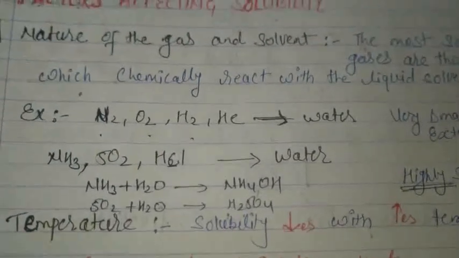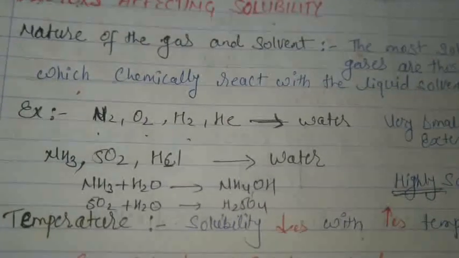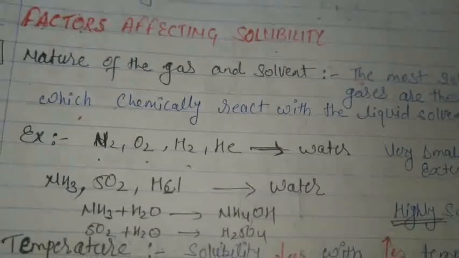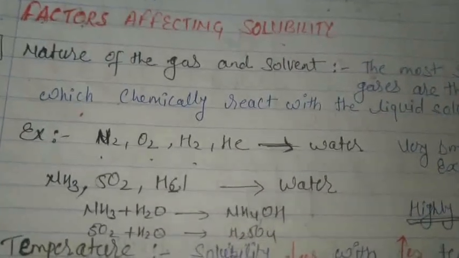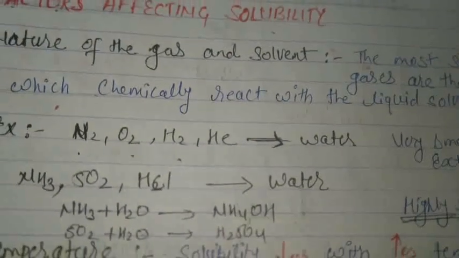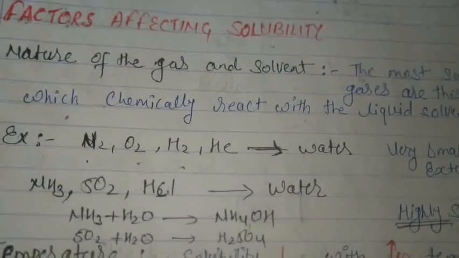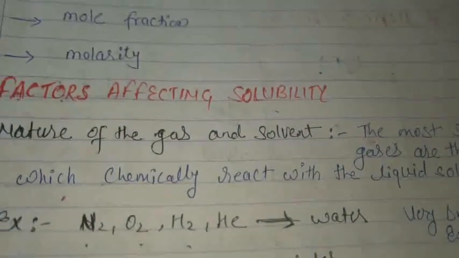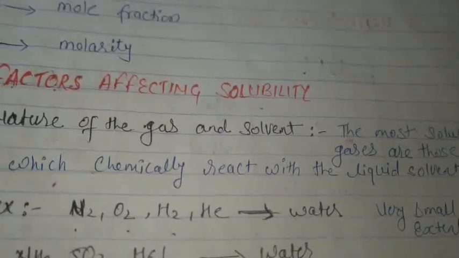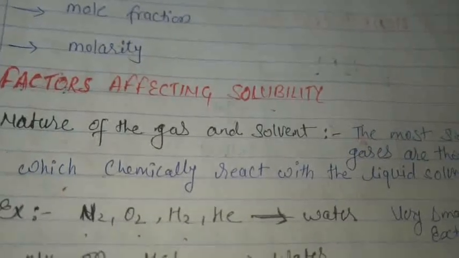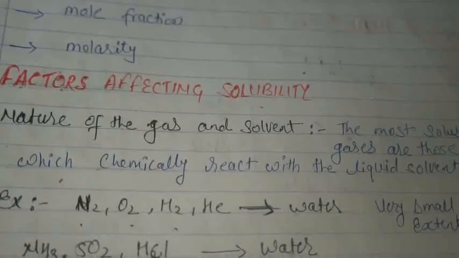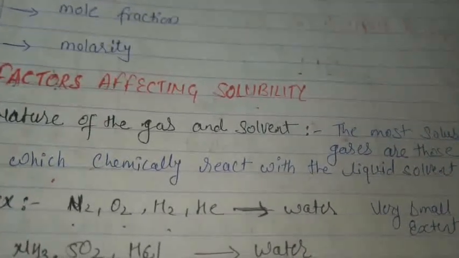Clear? For example, ammonia. Ammonia is highly soluble in water because it reacts with water and forms NH4OH. Similarly, SO2 with water forms H2SO4. HCl is also highly soluble in water because HCl is a polar molecule and water is a polar solvent, so like dissolves like. Whereas nitrogen, oxygen, hydrogen, helium, all these are less soluble in water because all these are non-polar molecules and water is again a polar solvent. So here the solubility of a non-polar molecule is less in a polar solvent.